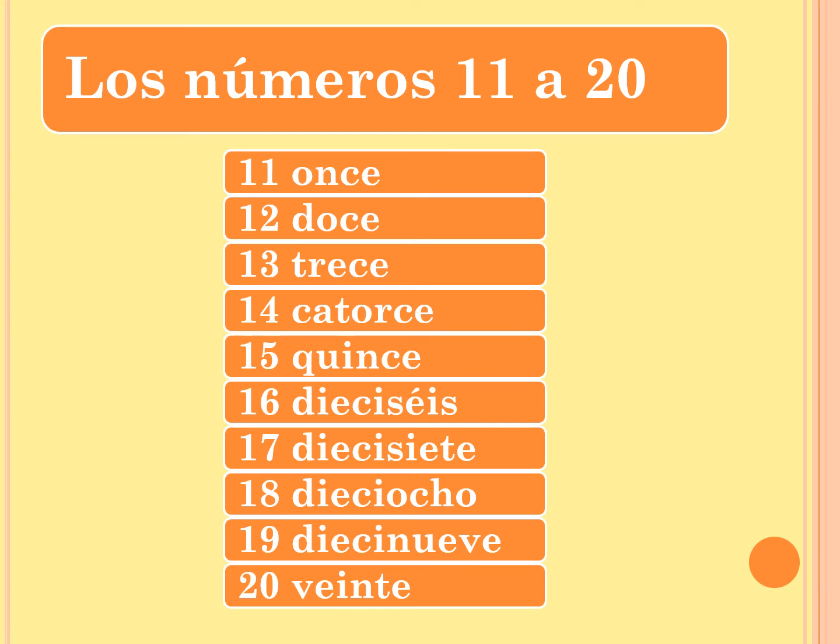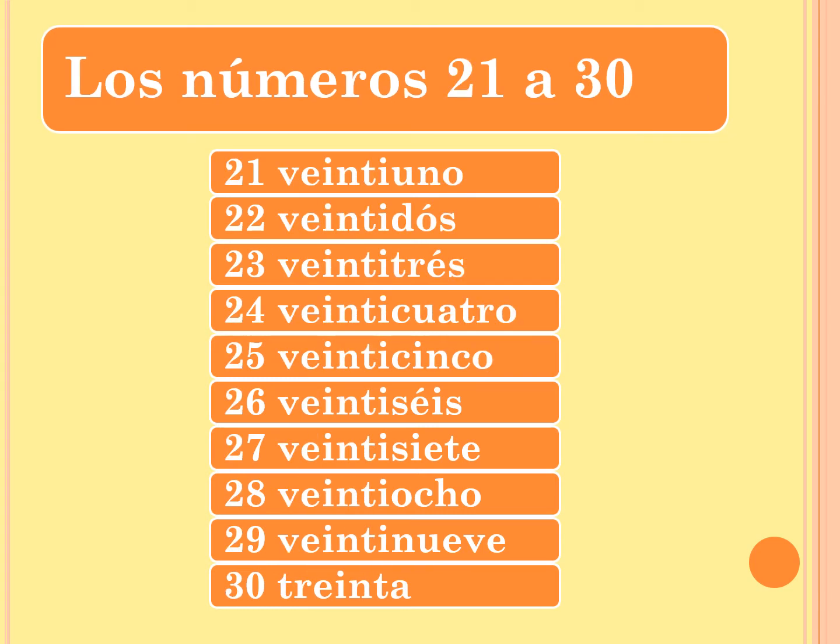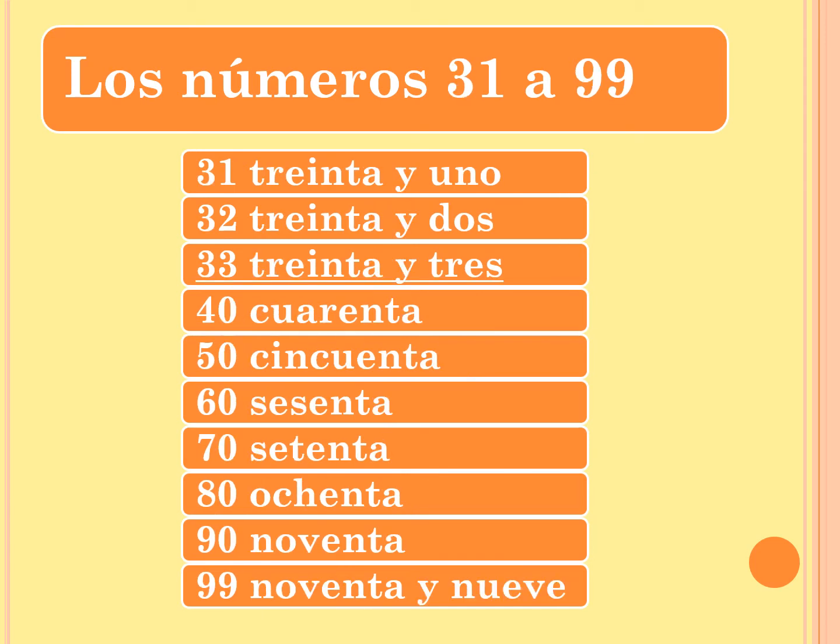Alright, let's continue on. 21, 22, 23, 24, 25, 26, 27, 28, 29, 30. Again, here I'm combining 3 words into one. I'm saying 20 and 1, 20 and 2, 20 and 3. Alright, let's continue on even higher. 31, 32, 33. And you get the idea for the system. We can continue on like that.